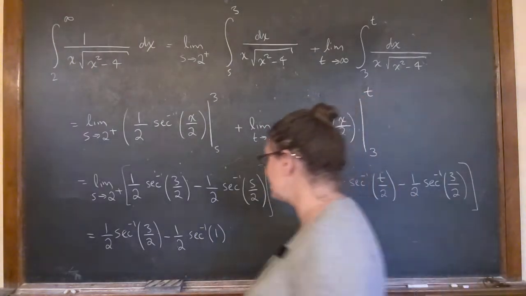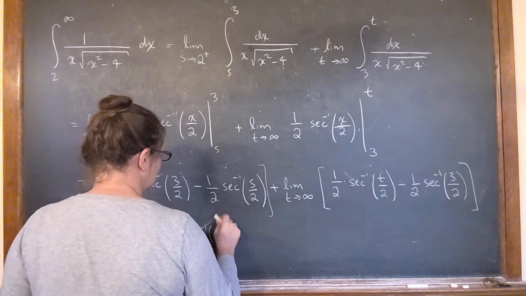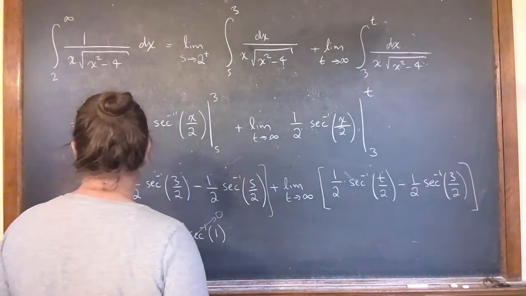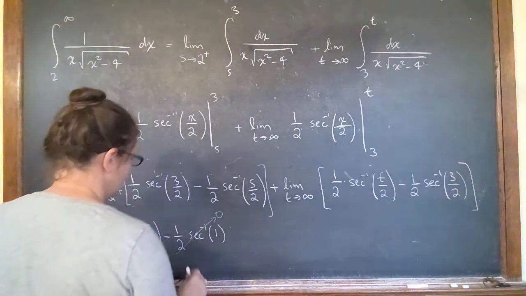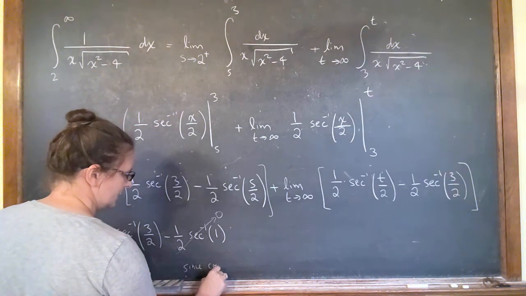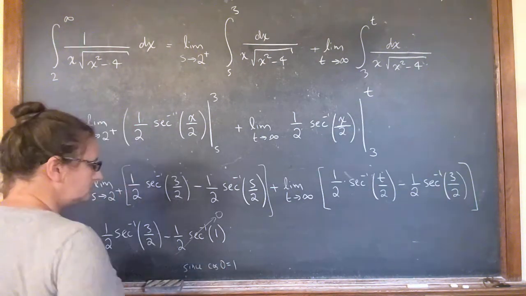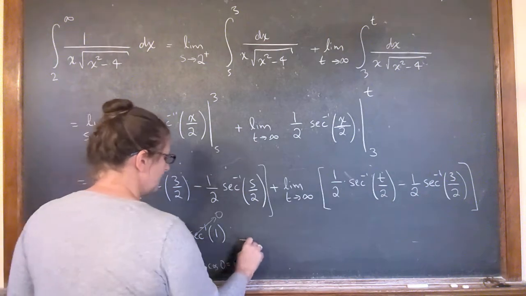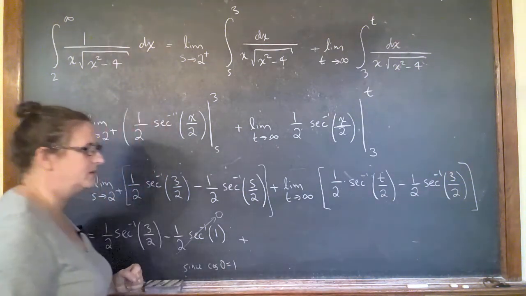right? So this part goes to 0, and I can just write it here, since cosine of 0 is 1. All right. Now my second part, though, I have to do a little bit of work.